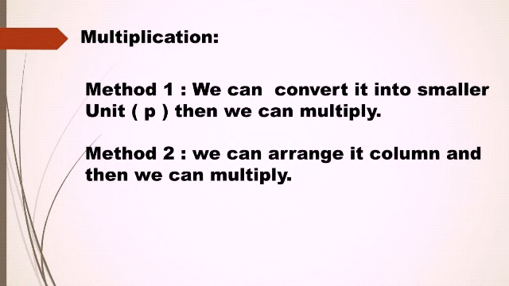Two ways you can do the sum. One way is you can arrange the rupees and paise under two columns of rupees and paise, and then you can multiply. Another way is you can first convert it to the lower unit, that is paise, and then multiply by the given multiplier. So this way you can do the multiplication. Now let us check how to do multiplication.